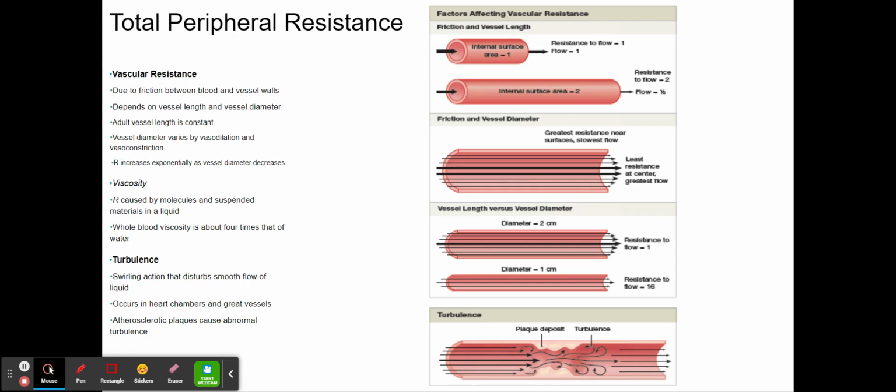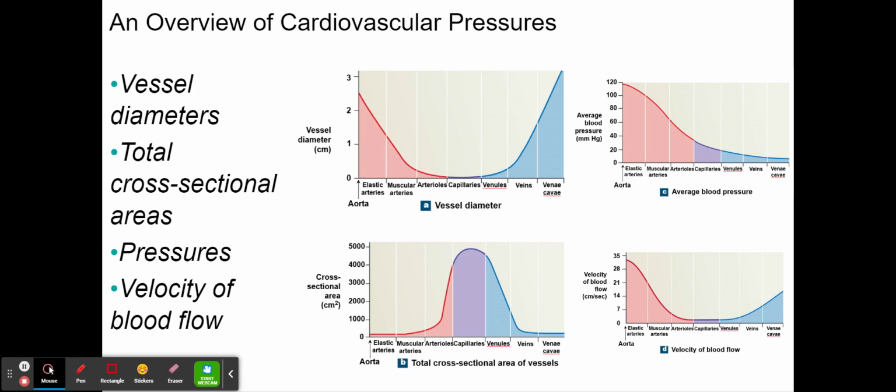So take a look at the graphs here for an overview of the vessel diameters, cross-sectional areas, pressures, and velocity of blood flow in the systemic circuit. When talking about vessel diameters, as blood flow proceeds from the aorta to the capillaries, vessels diverge. The arteries branch repeatedly, and each branch is smaller in diameter than the preceding one. As blood proceeds from the capillaries towards the vena cava, vessels converge. Vessel diameters increase as the venules combine to form small and medium-sized veins.